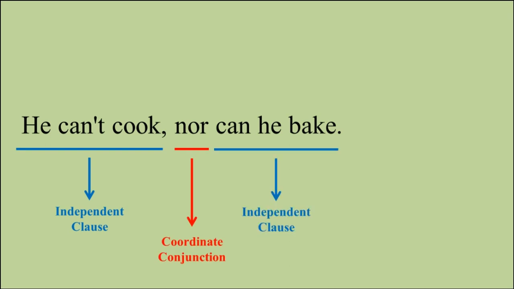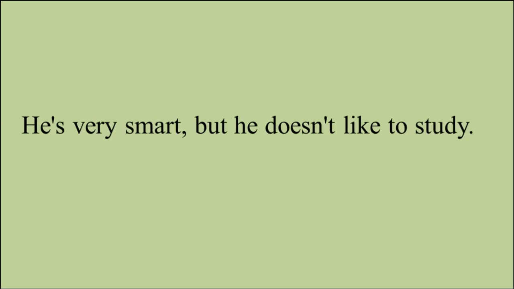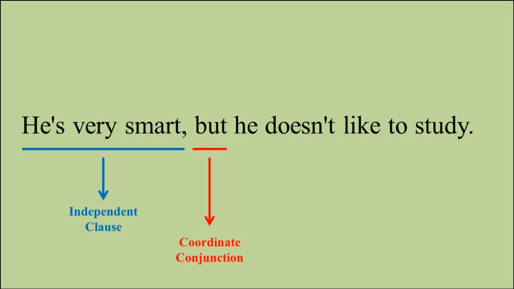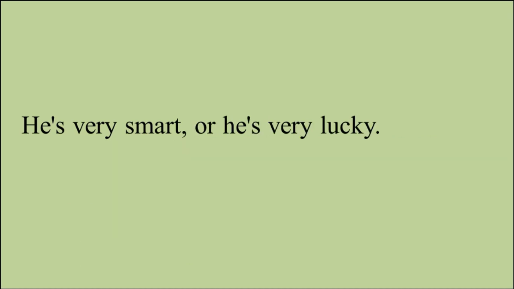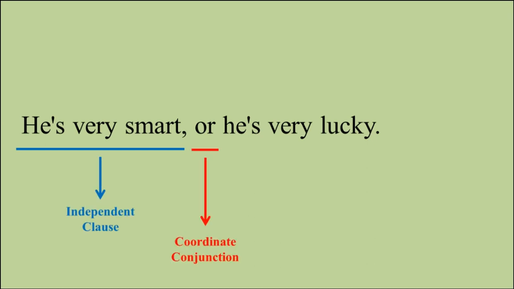Can he bake? It's another independent clause. He is very smart, but he doesn't like to study. He is very smart, it's an independent clause, but it's a coordinating conjunction. He doesn't like to study, it's another independent clause. He is very smart, or he is very lucky. He is very smart, it's an independent clause, or it's a coordinating conjunction. He is very lucky, it's another independent clause.